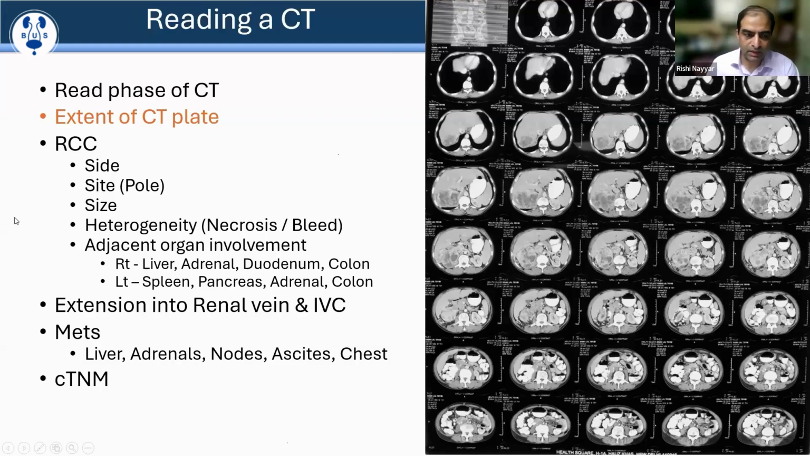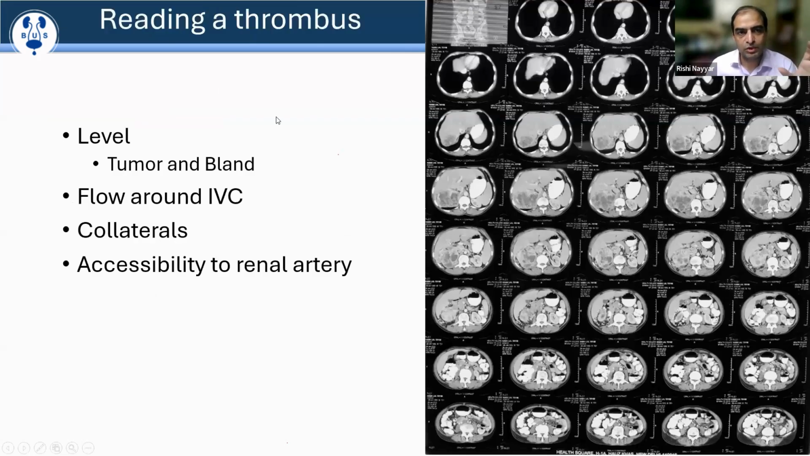And ultimately, at the end, you should make out the clinical staging according to the TNM stage. If you give this much information on CT, you are able to judge all the factors which would be important for the subsequent management of the patient, both surgical as well as non-surgical management. So now let's come to the thrombus proper. How do you tell what are the issues for the thrombus?